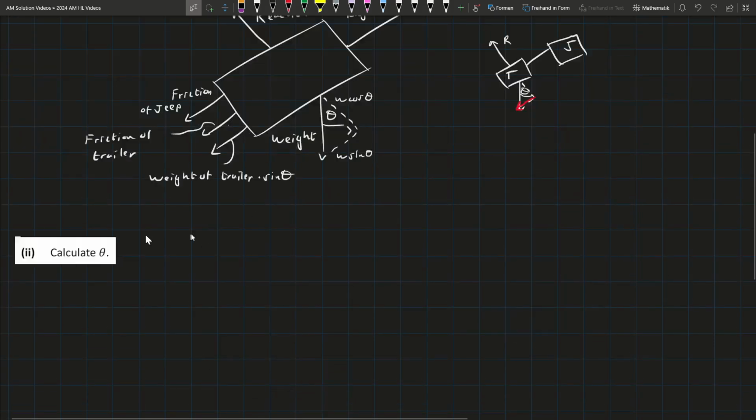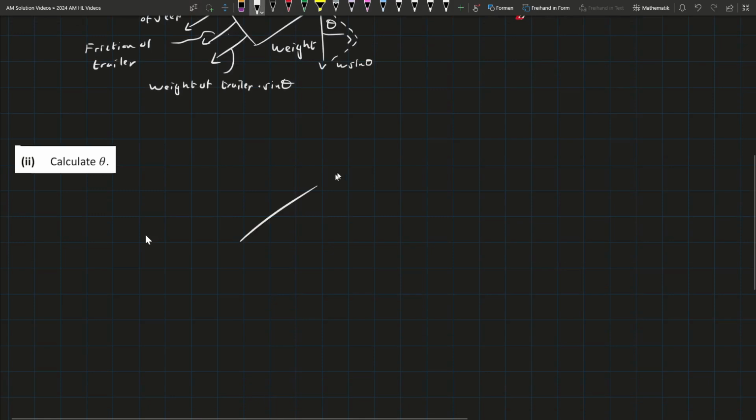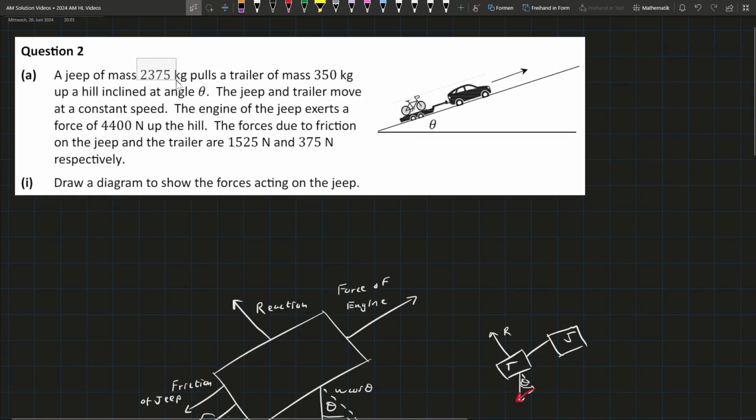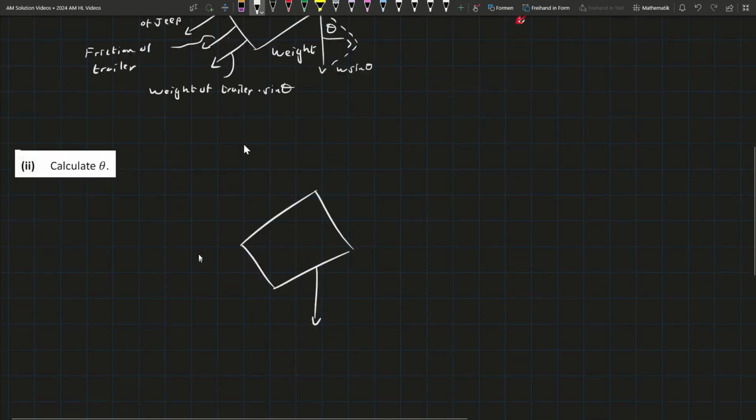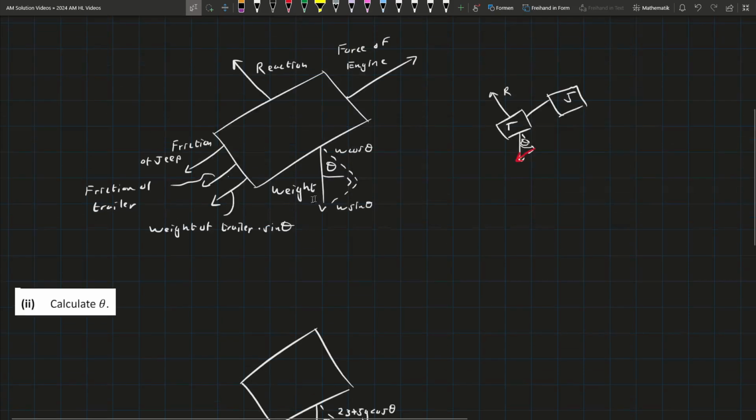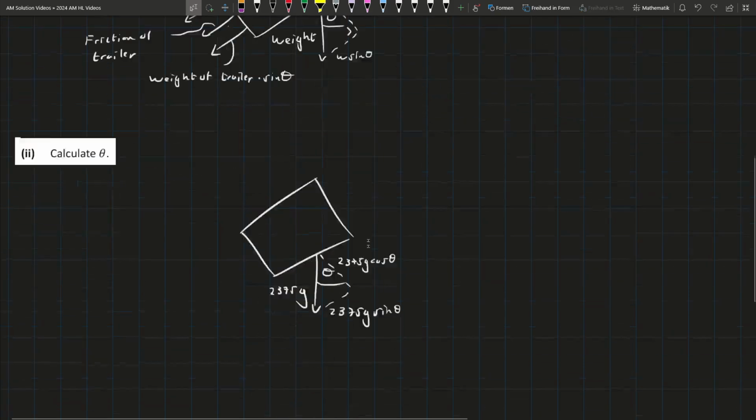Then in part 2, they just want you to calculate theta. So we'll just take another look at the Jeep, and we'll draw in the numbers now. First of all, we have the weight going down, of course. It's mass 2375, so the weight will be 2375g. If we resolve it, we have theta, we'll have 2375g cos theta, and 2375g sine theta. I'm sure if you wrote the forces like this up there, they wouldn't mind, but just to make it really clear to show what each force actually is instead of just a number.